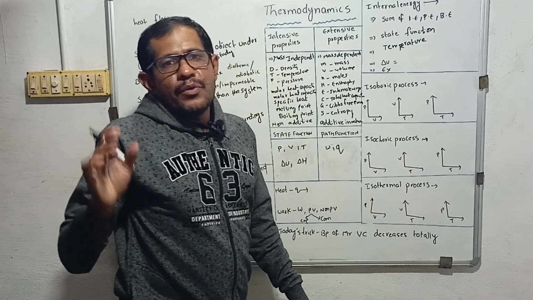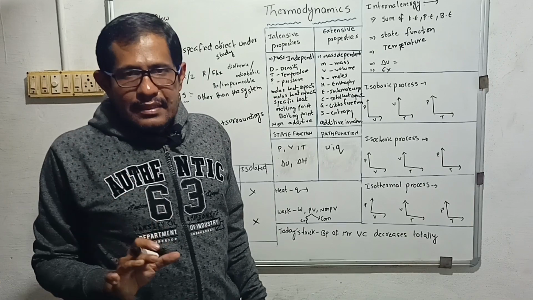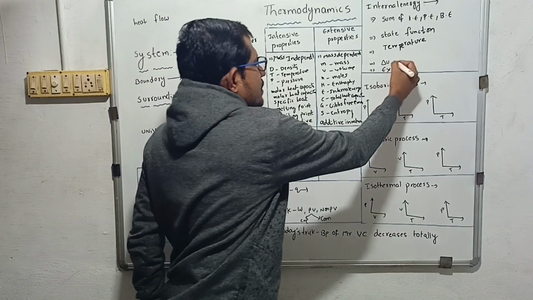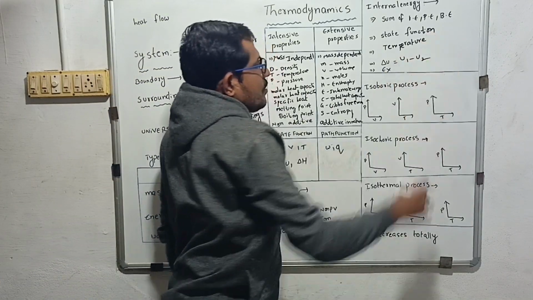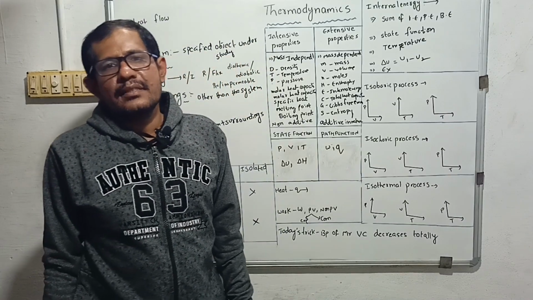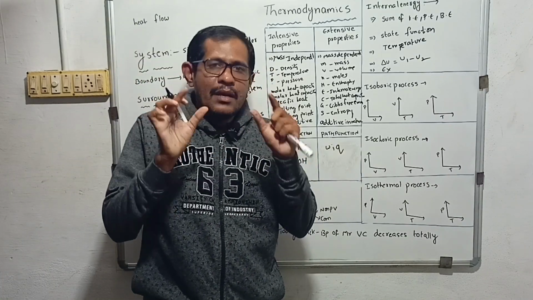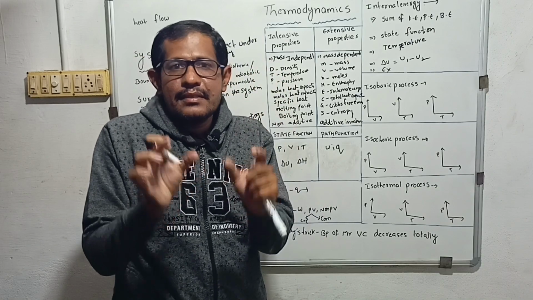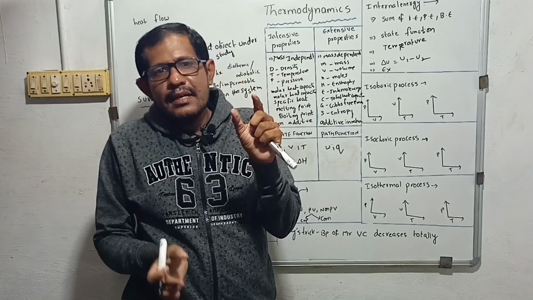For delta U, we can't calculate the exact internal energy. We can always calculate the change in internal energy, but we can't calculate the exact internal energy.